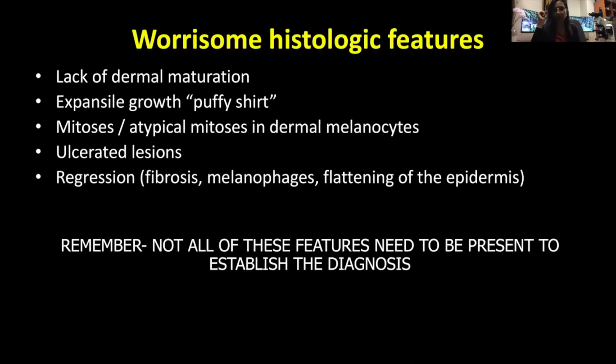Other worrisome features include an expansile growth pattern, what we call the puffy shed. I will show the picture next. Also presence of mitosis, especially atypical mitosis, in numerous number, and presence of ulceration or presence of regression. As I mentioned in the previous talk, the definitions of regression. So remember, you don't need to see all these worrisome features to call something melanoma. Of course, it depends. You have to correlate with clinical pathology parameters.